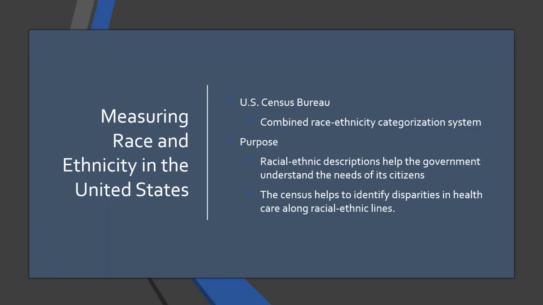So when we think about measuring race and ethnicity in the United States, why do we do that? We do that because it helps us understand the needs of our citizens. The census helps us identify some of those disparities in healthcare along racial and ethnic lines. So it just gives us that measurement so that we're able to intervene a little bit better as healthcare providers.